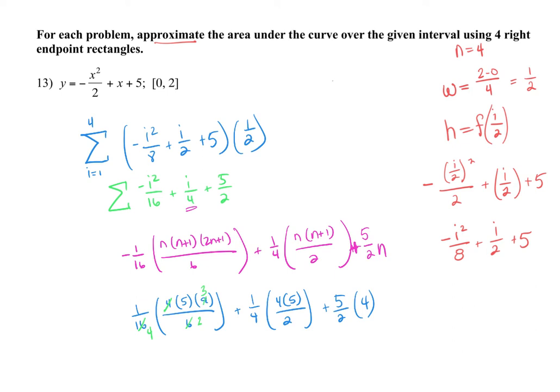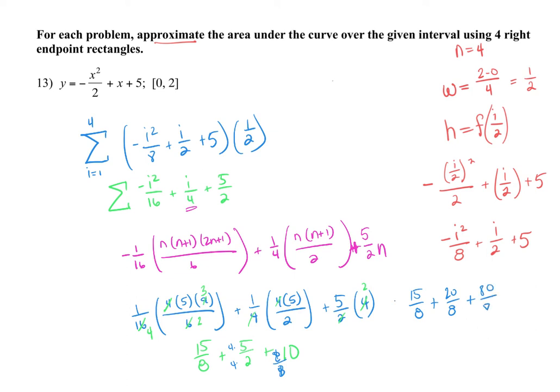So I have 15/8 plus the 4s would cancel, 5 halves plus this would cancel, 10, right? Does everybody see what I'm doing? And then just get a common denominator. So 8 is obviously my common denominator. So I have 15/8. Common denominator here would be 20/8. Plus common denominator here would be 80/8.